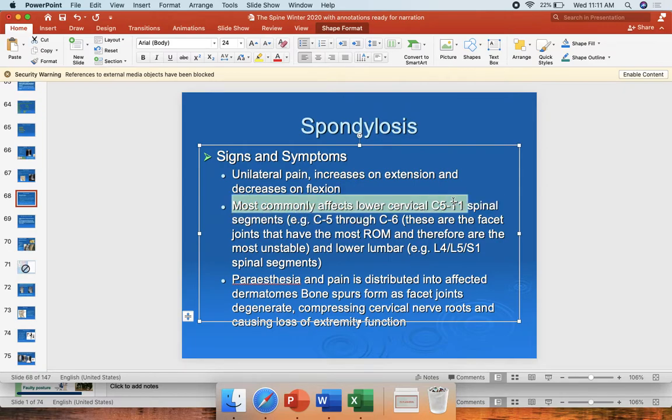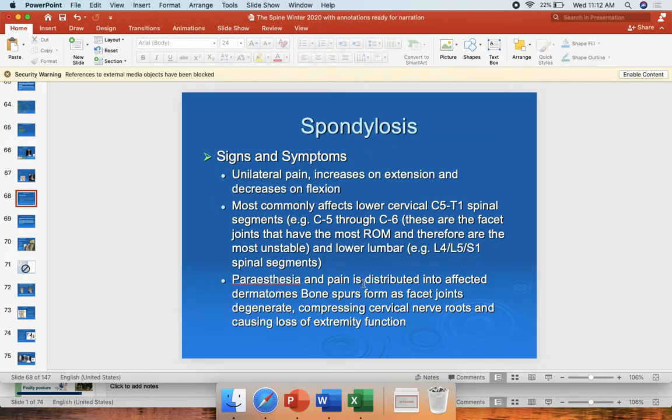The most common places of a spondylosis, especially with that arthritis, are C5 through T1, and I think into the lower lumbar region here, L5, L4, S1 spinal segments. And then you're going to have this paresthesia, some pain. It's going to be distributed along the area of malformation or degeneration. So if it's at the L4, L5, S1 region, the person's going to distribute some of those symptoms into those regions of the dermatomes and myotomes.